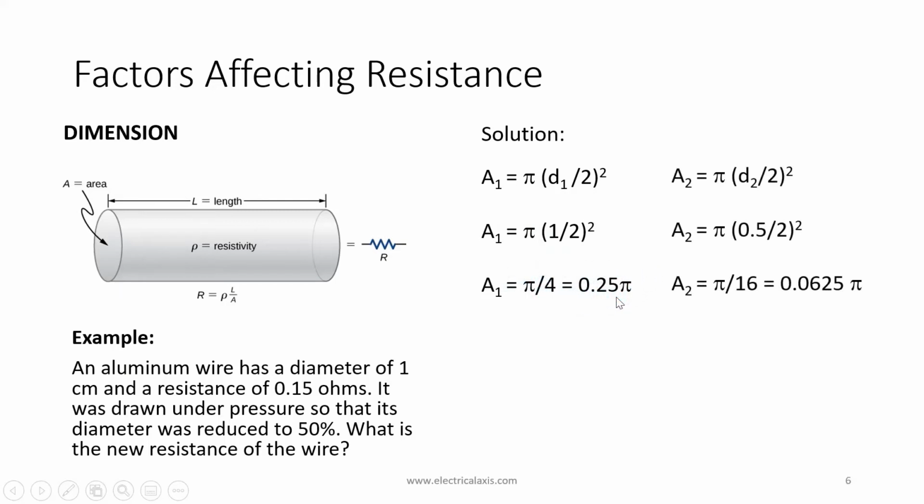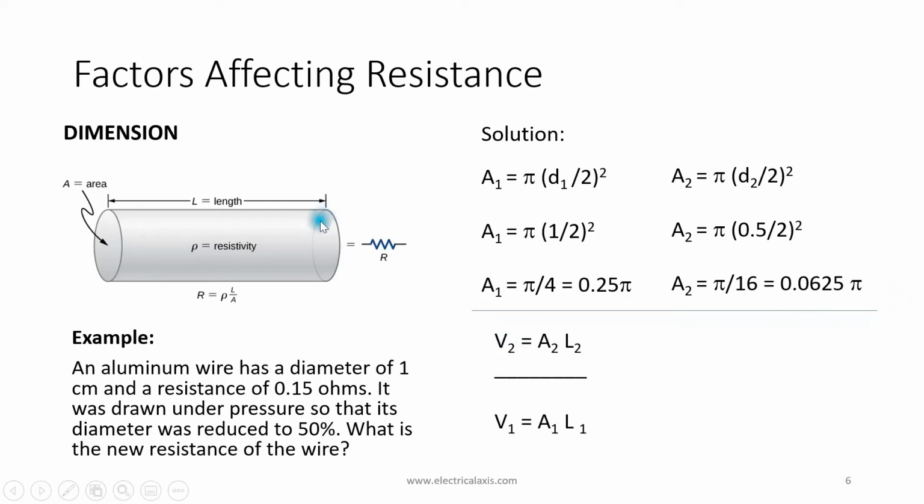In the same process, we can also get the value of the area after the process was applied. And then during this condition, 50% of the diameter was reduced. So the 50% of 1 is 0.5. So applying the calculation, we can get this value. So let's move forward. Now we will also get the volume.